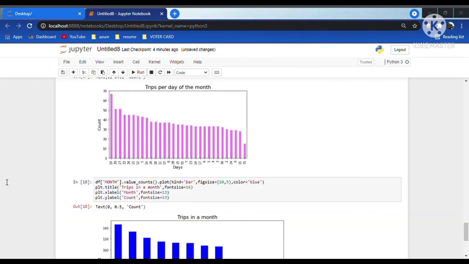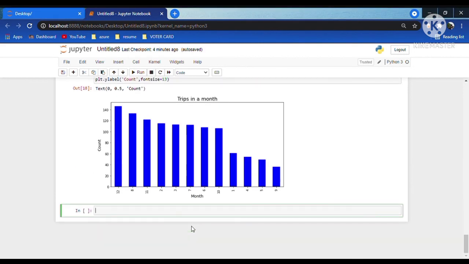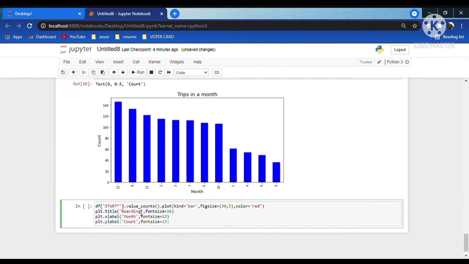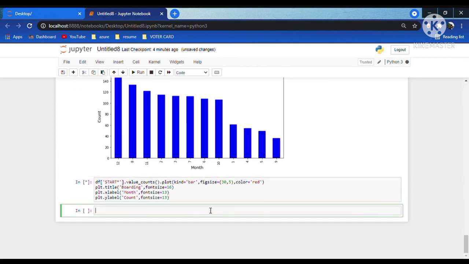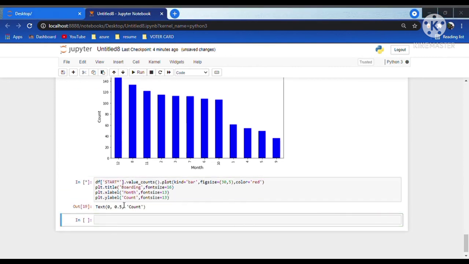And how many cabs are booked in each and every month, we are showing in the next graph. And we used blue color to represent the graphs. The above graph is counts and the number of trips that are booked in each and every month.